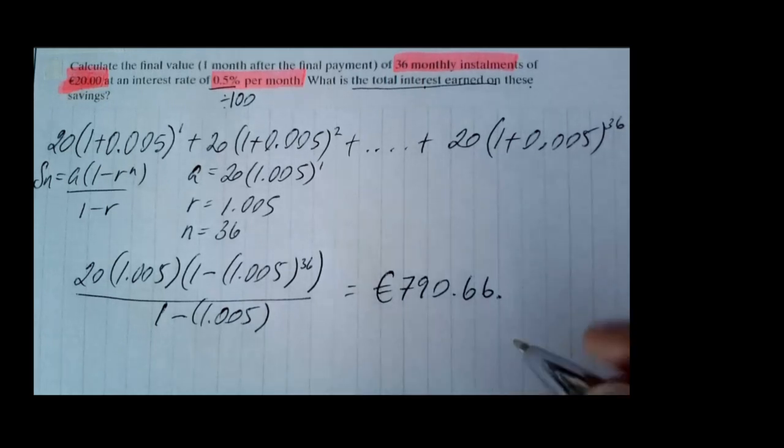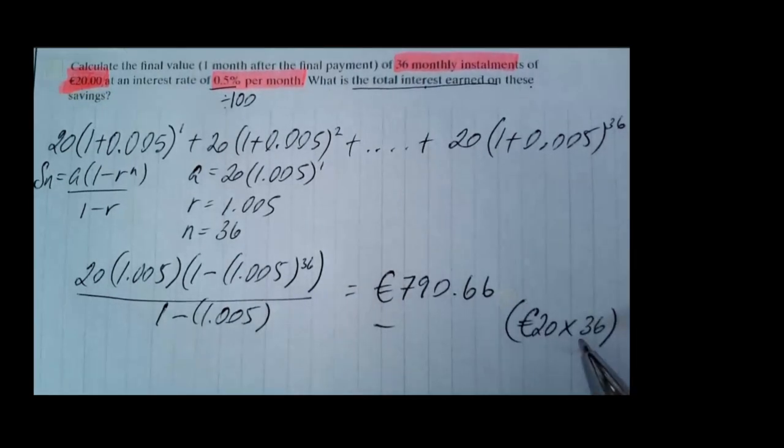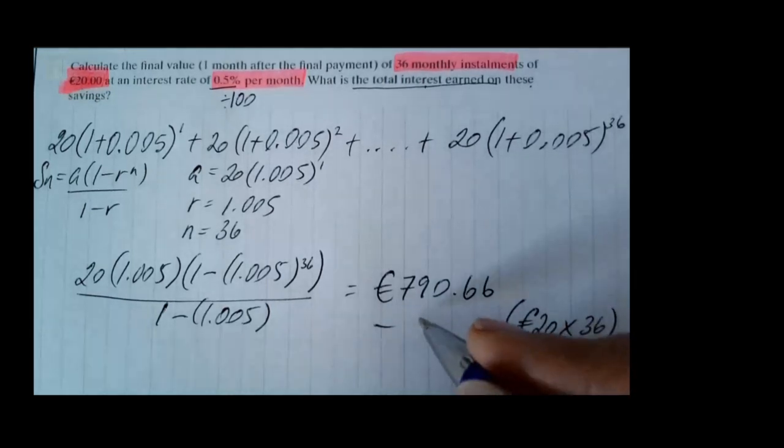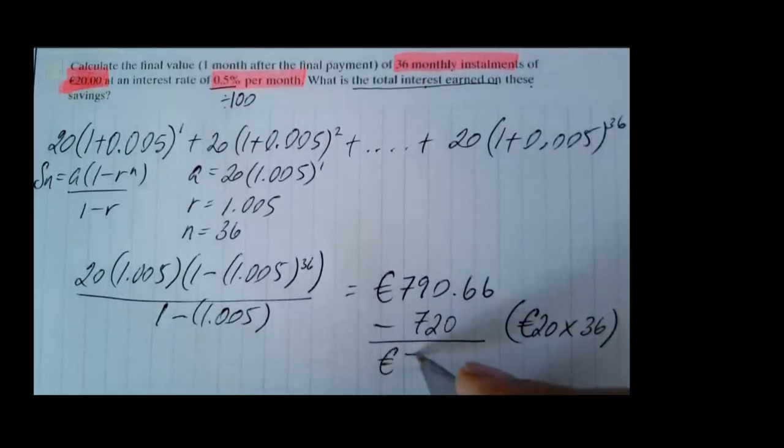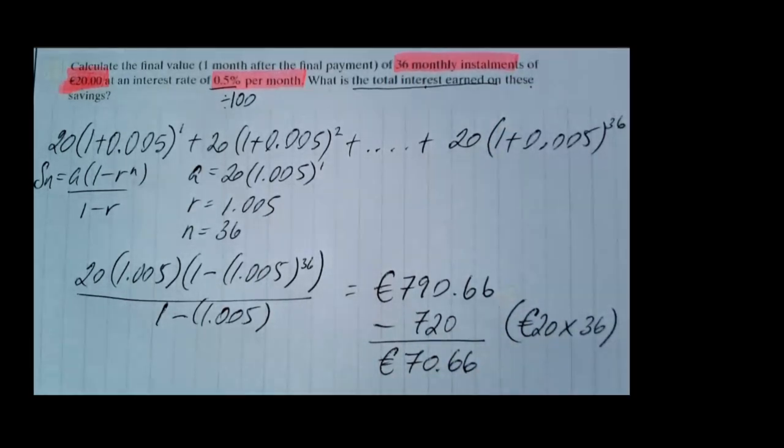So we're going to subtract the amount of money that we actually put into the account, which was the €20 a month over 36 months. And of course, that tells us exactly how much interest we did earn over the lifetime of the investment. So that is the actual answer to this question. So always watch out for that.